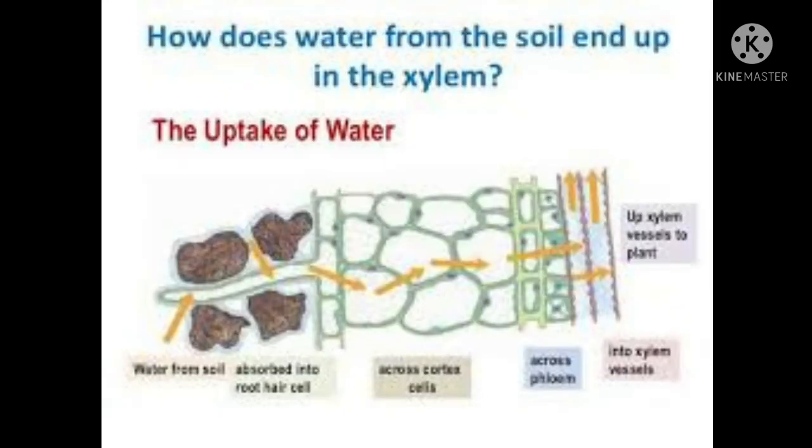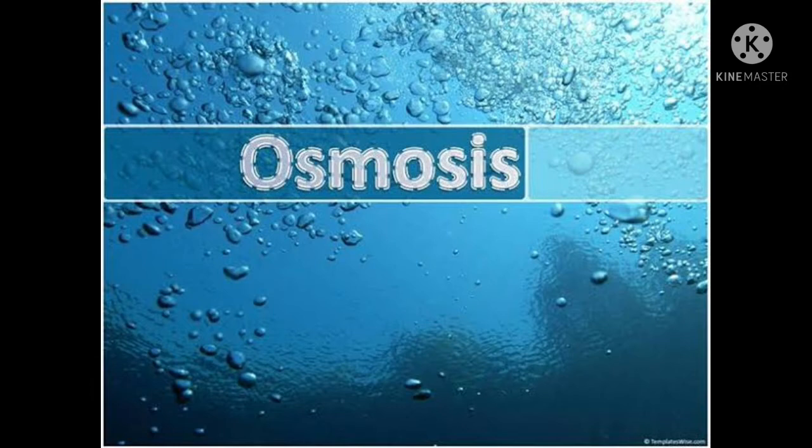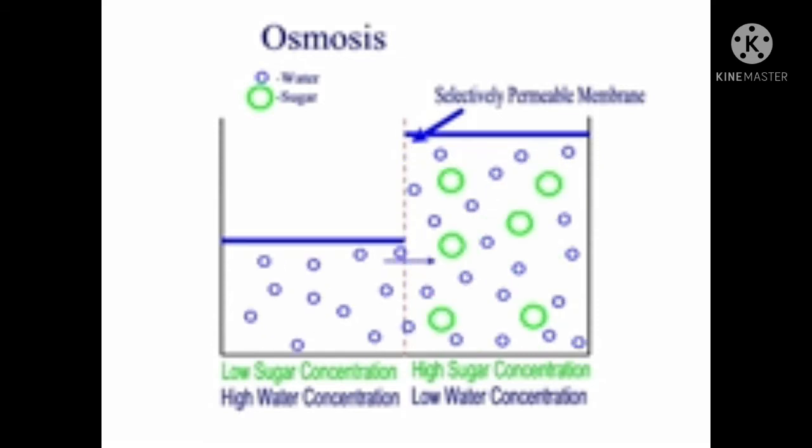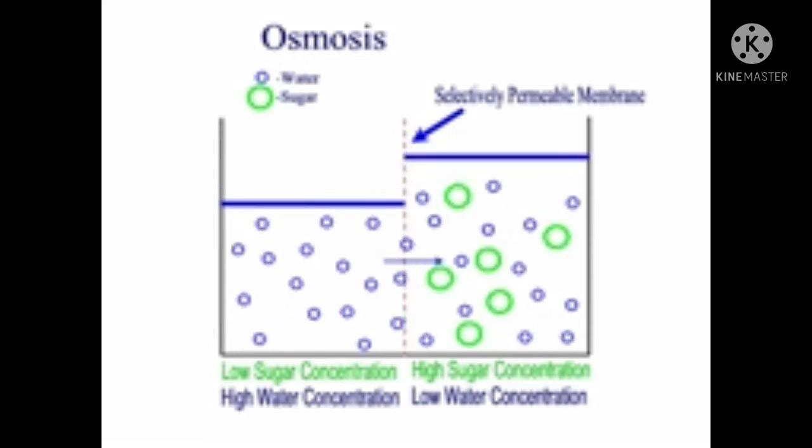How does water from the soil end up in the xylem? Which process is involved in the movement of water? It is the osmosis process. Let us recall the process of osmosis.